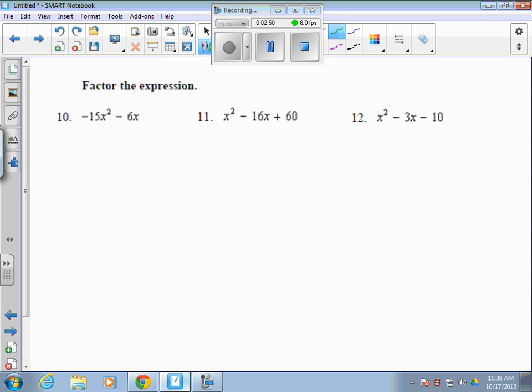Factor the expression means you have to pull out what they have in common for number 10. They're both negative, and they both have a 3 in them, and they both have an x. So what do you have to multiply negative 3x by to get negative 15x squared? You have to multiply it by 5x. And what do you have to multiply it by to get negative 6x squared? You have to multiply it by 2.